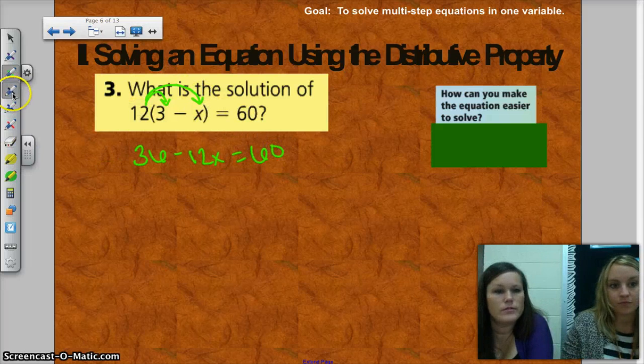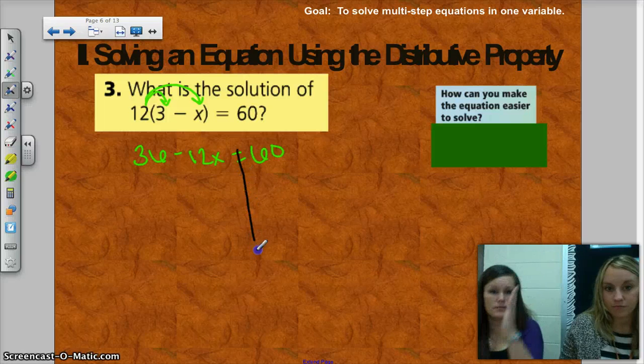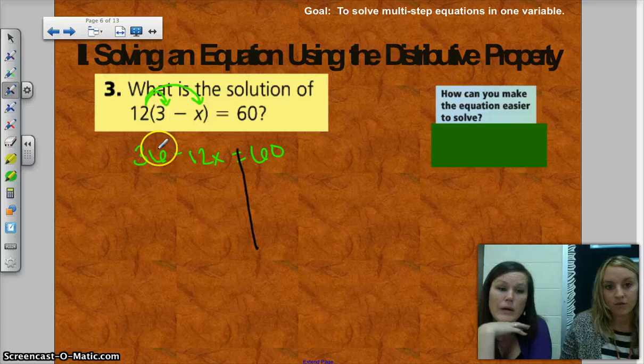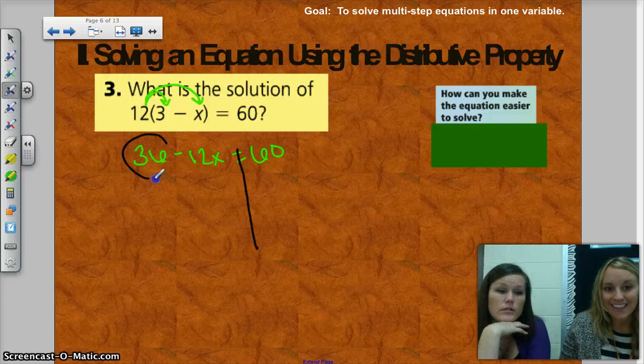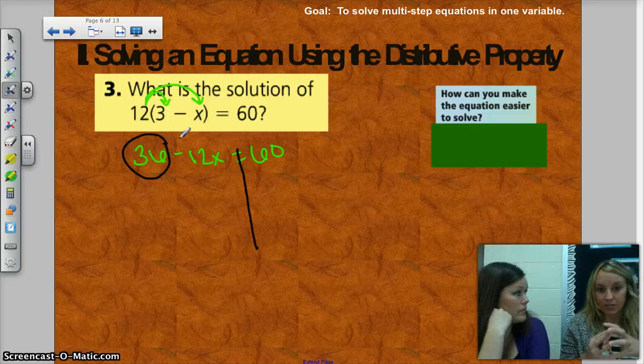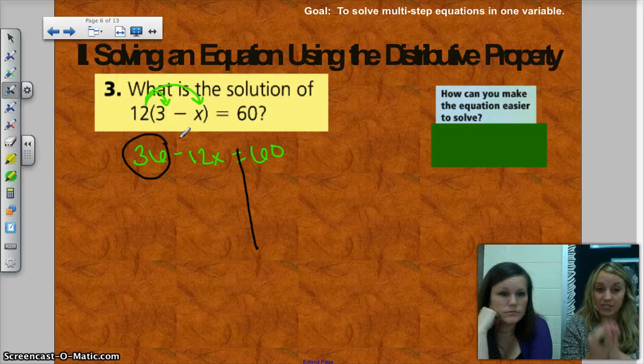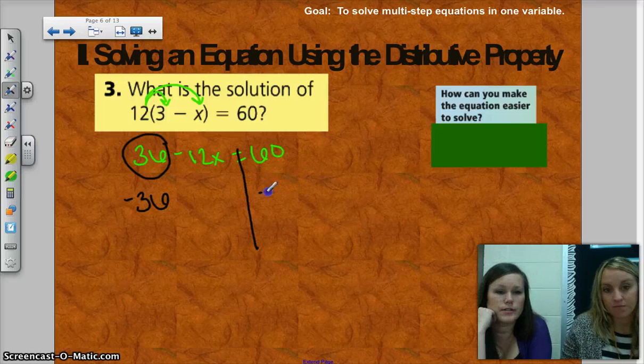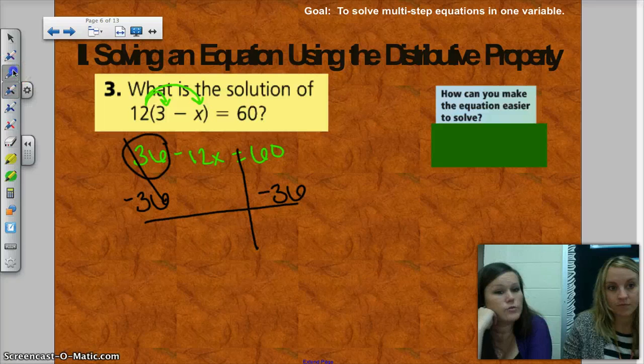Just because the 12x is second doesn't make anything harder. We look at that 36, it's positive. So guys, if you need to, isolate this to just look at the 36, because this is where sometimes you think 36 is negative. It's not, but the 12 is negative. So we're going to subtract the 36 from both sides. Those go away. And we have negative 12x.